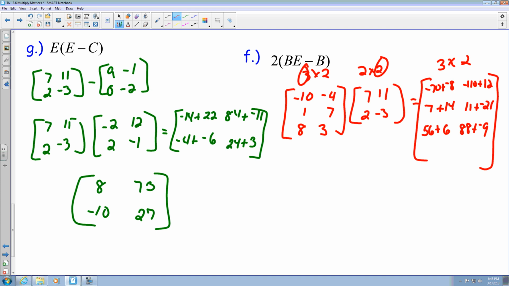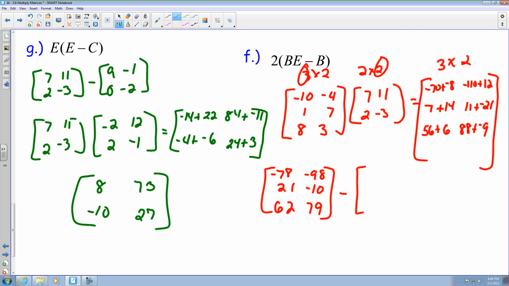From here, I'm going to add these together, which then gives me a negative 78, negative 98, 21, negative 10, 62, and 79. So what we did was the product of B times E. Now I have to subtract this by B.